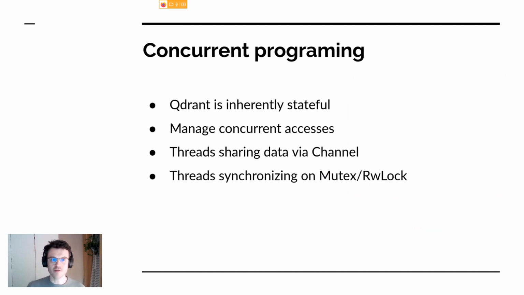Concurrent programming. I think by now you understand that Qdrant is inherently stateful. We have to juggle segments, indexes, and different storage, and it's quite complex. At the same time, we need to manage concurrent access to this data. In Rust, broadly speaking, you have two fashions of doing concurrent programming. Either you share data between threads via channels, which is a bit akin to the actor model, where the mutable state is enclosed within threads. Or you do thread synchronization on a concurrency primitive such as a mutex or RwLock. We use both flavors depending on the use case, but we had a lot more, let's say, fun with the mutex and RwLock. So this is where I'm going to go a bit deeper.